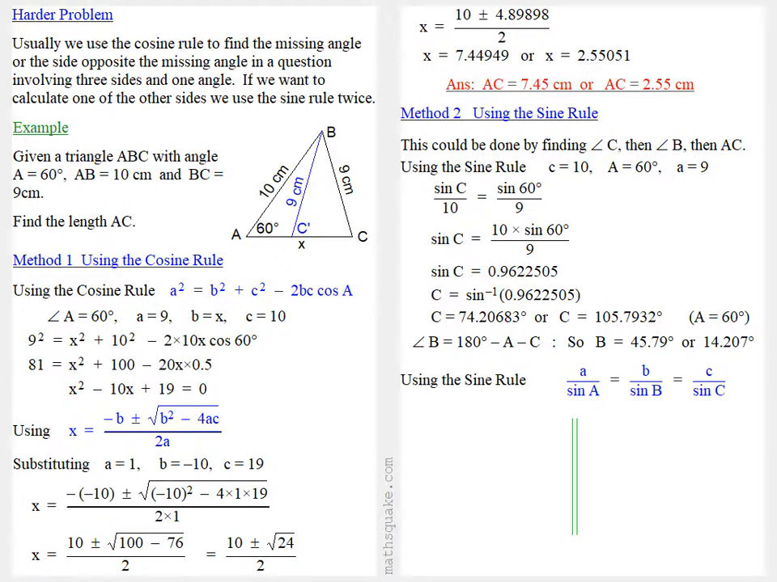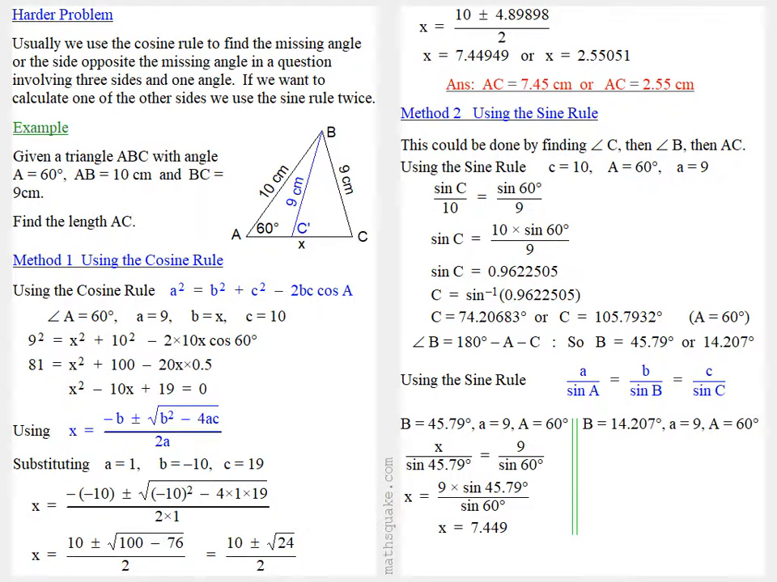So, using the sine rule, A over sine A equals B over sine B equals C over sine C, if we take the angle B as being 45.79 degrees, side A as 9, and the angle A being 60 degrees, we get x over the sine of 45.79 equals 9 over the sine of 60, which means x is equal to 9 times sine of 45.79 degrees over sine of 60, which works out to be 7.449.